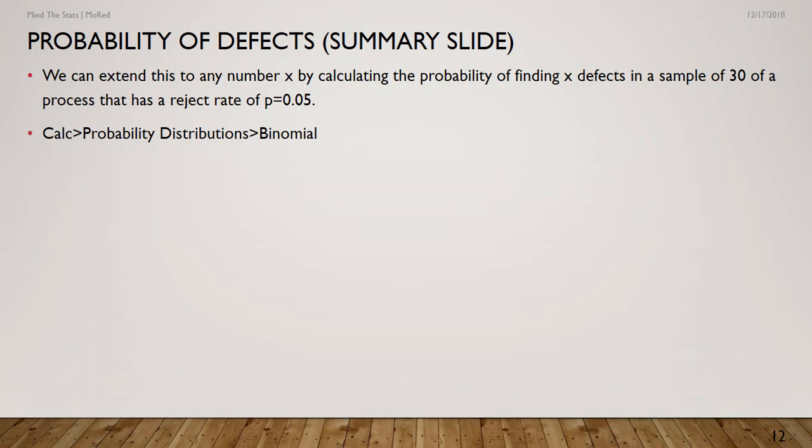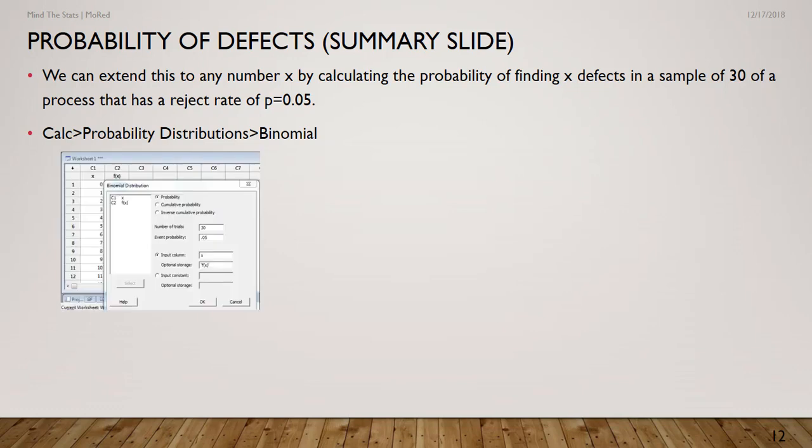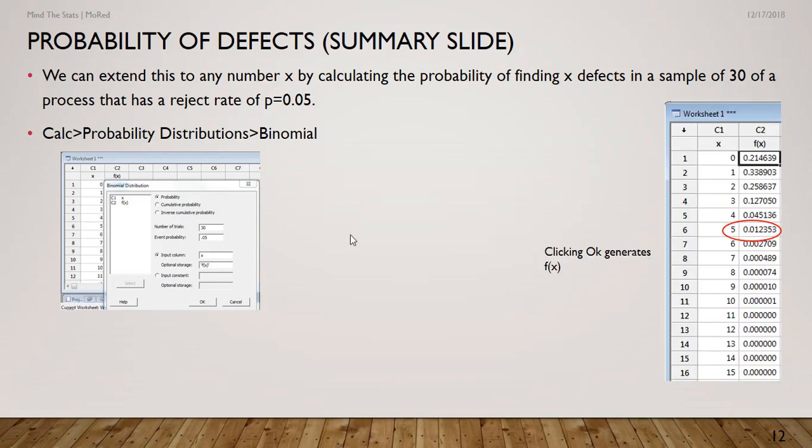We select the probability distribution to be binomial, and instead of a constant, we entered for the input column the different events we wanted to calculate probabilities for, and where the output is going to be displayed in the spreadsheet or the worksheet. We clicked OK, and voila, this is what we get.